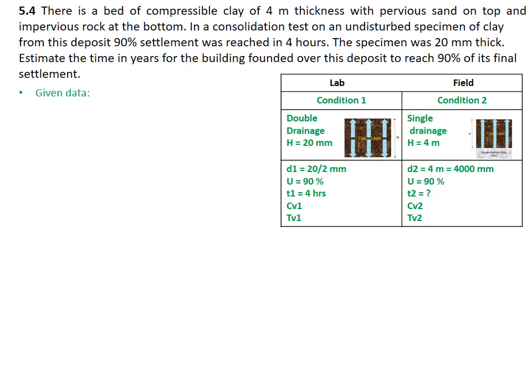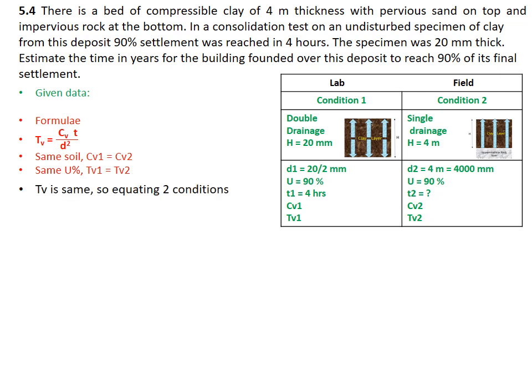Now CV1, CV2, as it is the same soil, will be the same. And TV1 and TV2 are dependent on the U, and both U are the same 90%, so even TV1 will be equal to TV2. Now the formula which is related to the time is TV equals CV T upon D square. Another important understanding, as I said, CV1 equals CV2 and TV1 equals TV2. Now if you see the formula, you have to look at the unknown values. Now we'll use the condition TV1 equals TV2 and try to solve this problem.